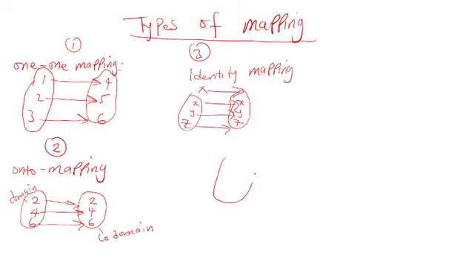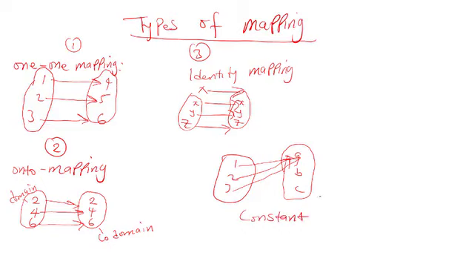But a situation whereby all the elements in the domain, 1, 2, 3, and we have A, B and C, and all the elements in A have an image in just one particular element in B, we call this a constant mapping.